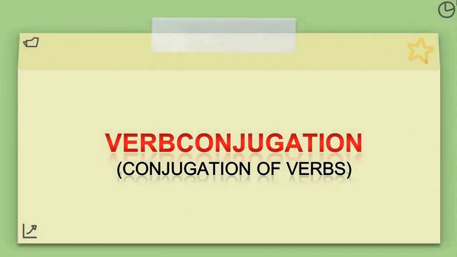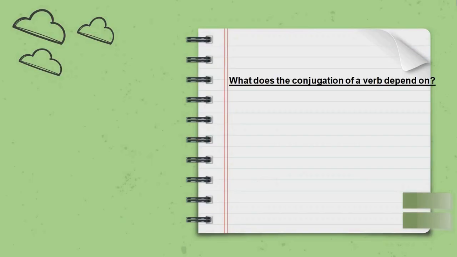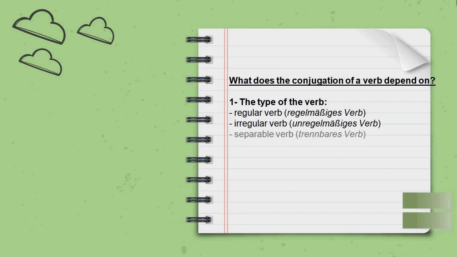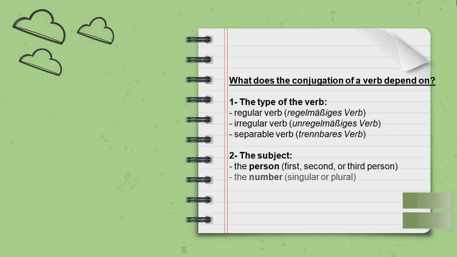Verb conjugation, or conjugation of verbs. What does the conjugation of a verb depend on? First, the type of the verb. Is it a regular, irregular, or separable verb? Second, it depends on the subject, for example the person, first, second, or third person, and the number, singular or plural.